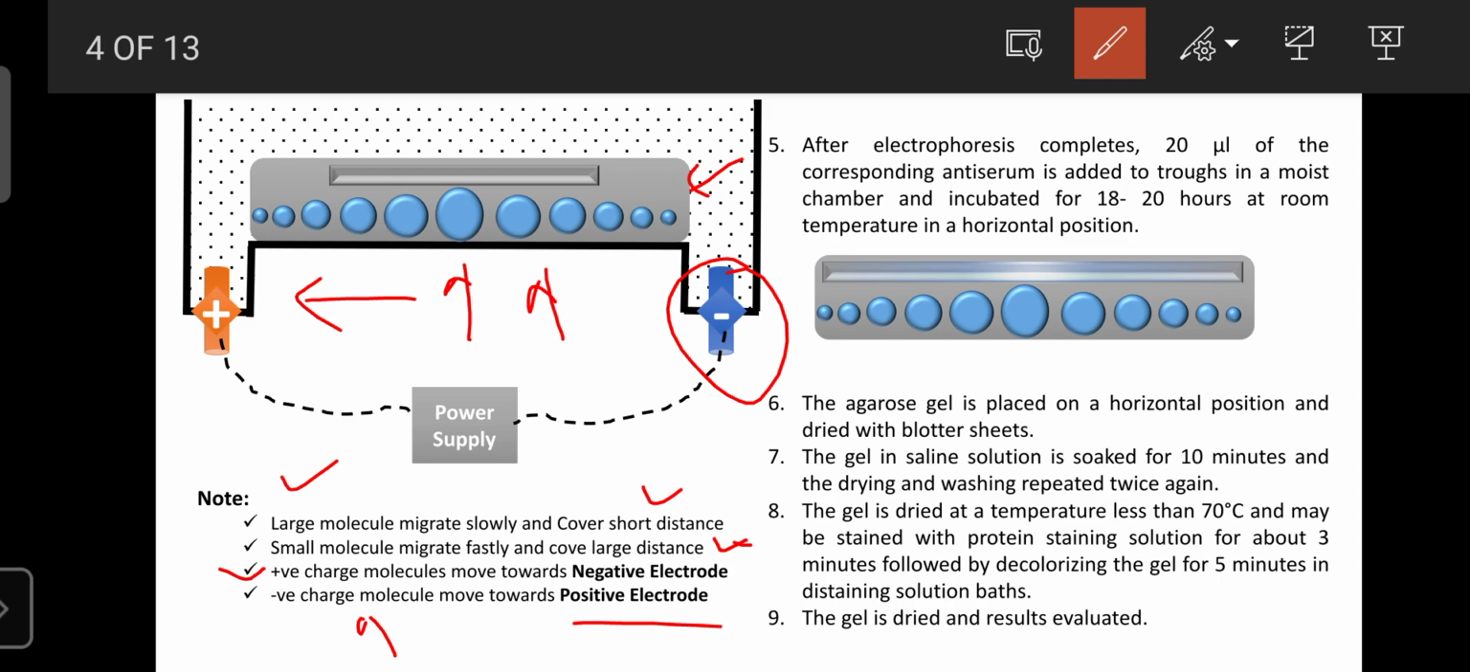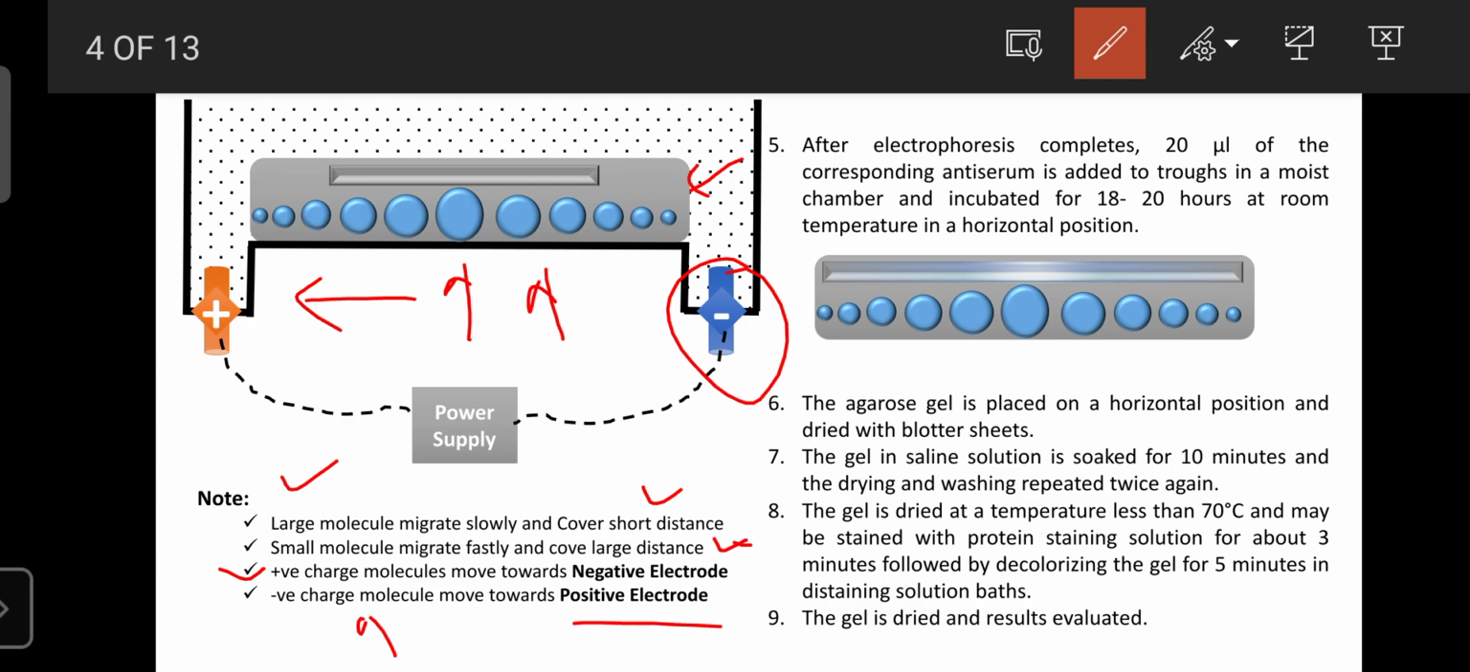How does immunodiffusion occur? The basis is that the molecules move on the basis of their size. Larger molecules move a shorter distance, and smaller molecules travel a larger distance. The second mechanism is that positively charged molecules move towards the negative electrode, and negatively charged molecules move towards the positive electrode.